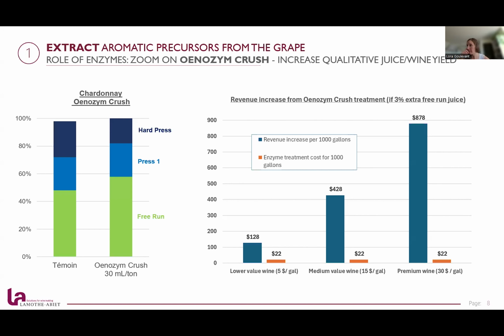So basically the enzyme has paid for itself. The enzyme will cost $22 for the enzyme treatment, but what you get in terms of free run juice is way better. This is the revenue increase for 1,000 gallons. So $22 is the treatment cost for 1,000 gallons.